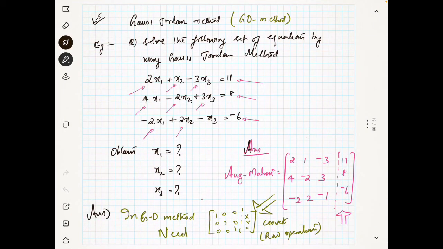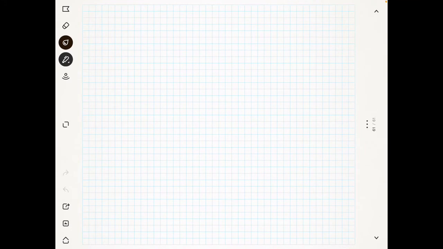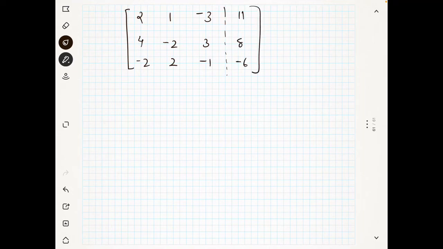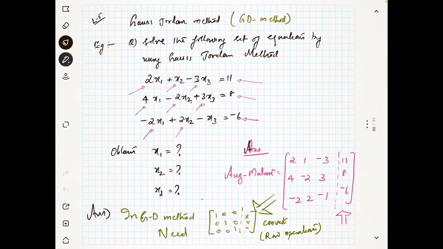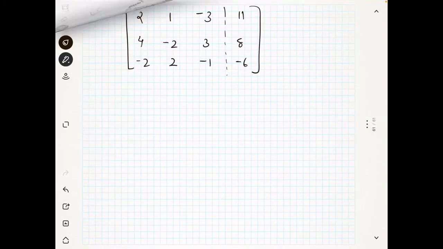Now let us consider another, okay, we will continue our discussion on this problem. So I will rewrite this matrix again for our convenience. It becomes 2, 1, minus 3, then 4, minus 2, 3, then minus 2, 2, minus 1, and it's 11, 8, minus 6. For your convenience I am just writing this matrix again.